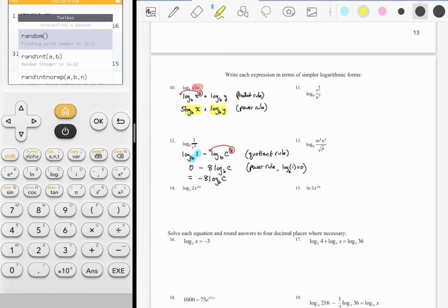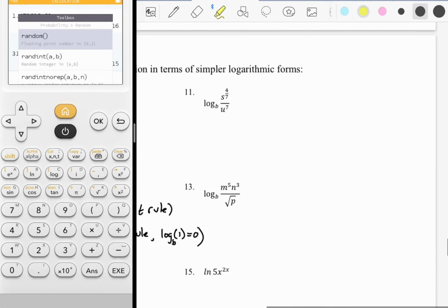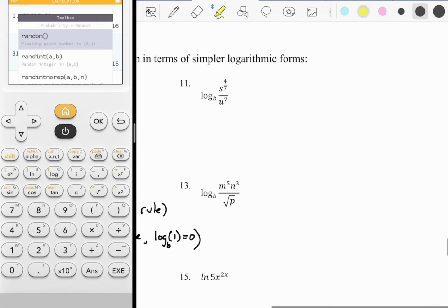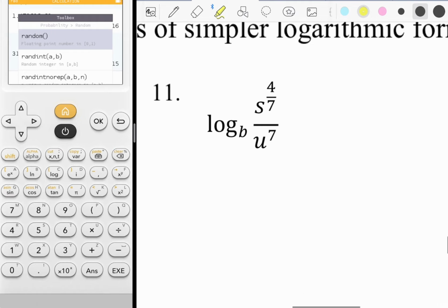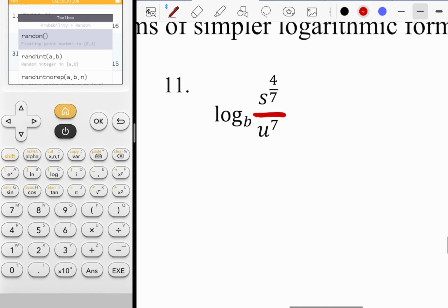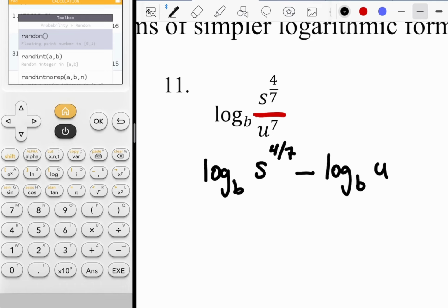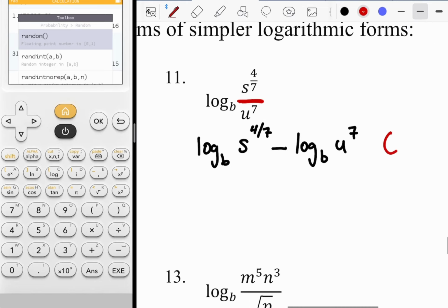All right, so on page 14, we're looking at number 11. For this problem, we have division, so we would apply the quotient rule. I'm going to abbreviate that QR in a minute anyway. So this would become log base b of s to the 4 over 7 minus log base b of u to the 7th. Okay, so we're applying the quotient rule for that, the QR.